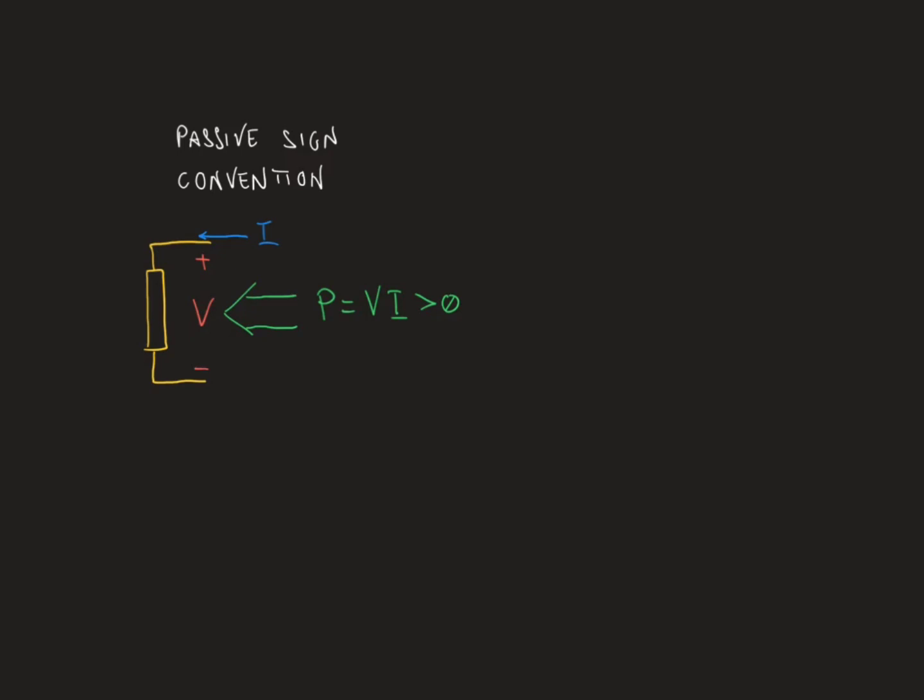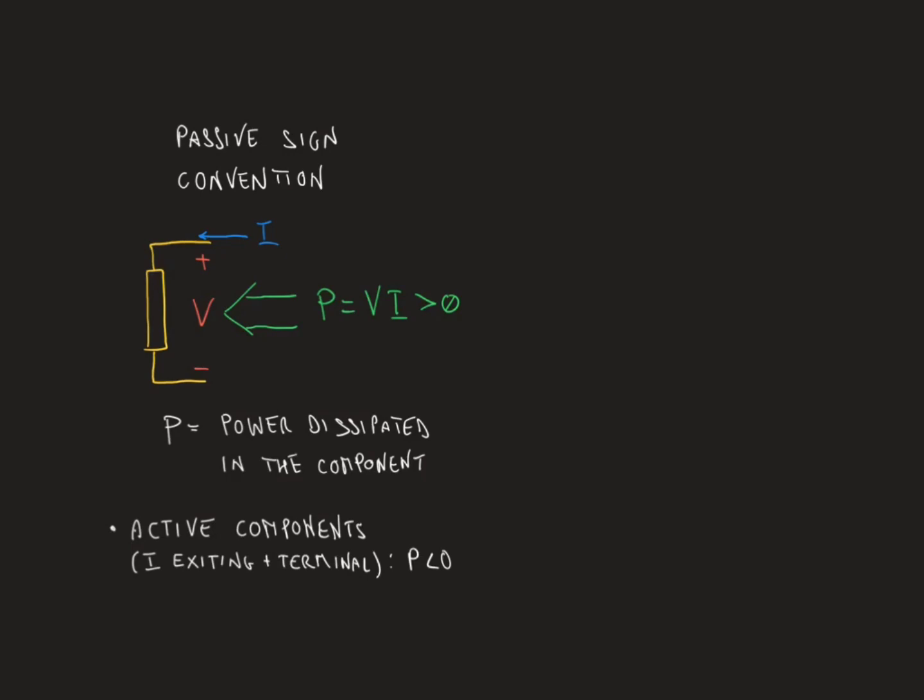Based on this convention, the power variable represents the power dissipated in the component. Therefore, active components, for example, power sources, will feature a negative power flow. Passive components, or loads, will feature a positive power flow.